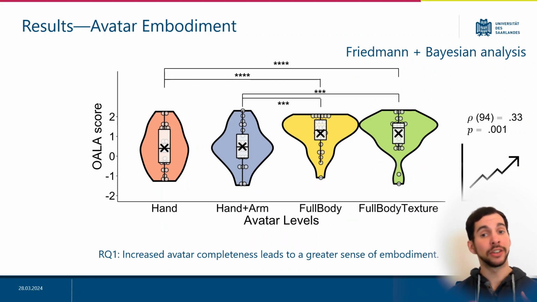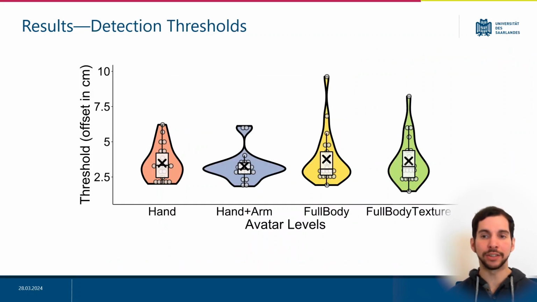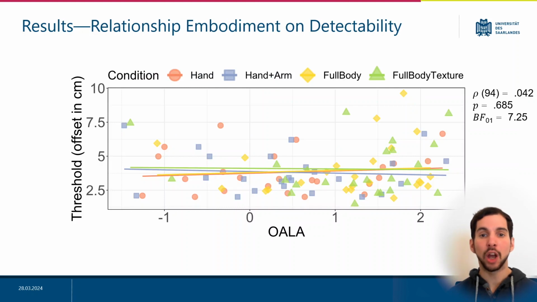Next, we examined the detection threshold and found strong evidence for the absence of an effect. The Bayesian analysis suggested that it's about 7 times more likely that there is no difference between the avatar completeness levels in terms of the detection thresholds. To further examine this, we plotted the relationship between embodiment and the detection thresholds, suggesting that threshold seems to be unaffected regardless of the felt embodiment. This is again supported by a 7 times higher likelihood for the absence of a correlation between embodiment and threshold.